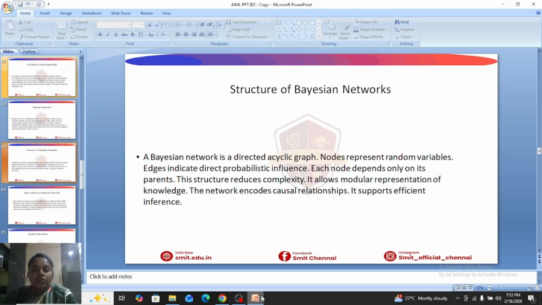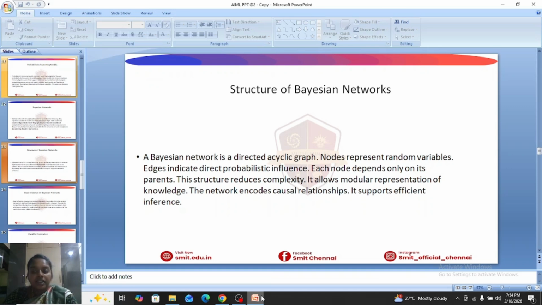Okay, four components are there. Nodes: each node represents a random variable. A variable may be discrete or continuous. Example: rain, traffic, or accident. This comes under nodes. And then directed edges, like arcs. A directed edge from node A to B indicates that A has a direct influence on B. A is a parent of B, okay?